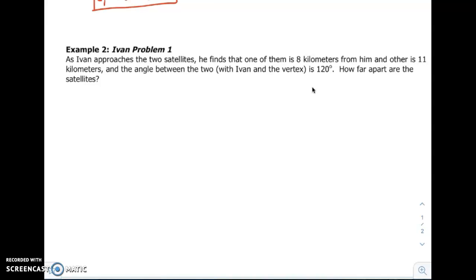So we've got Ivan, an astronaut in space, or maybe a robot, and he is between 2 satellites. He finds that one satellite is 8 kilometers from him, and he finds that the other satellite is 11 kilometers from him. And then it says the angle between them with Ivan as the vertex, which is why I drew it this way, is 120 degrees. So this angle here is 120 degrees. How far apart are the 2 satellites? So they want this distance here.